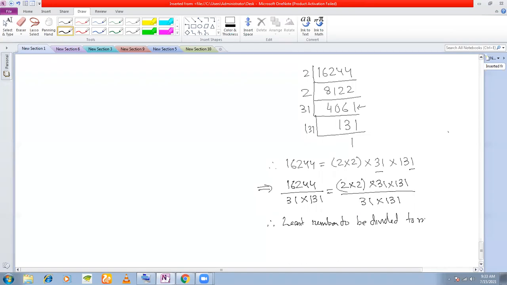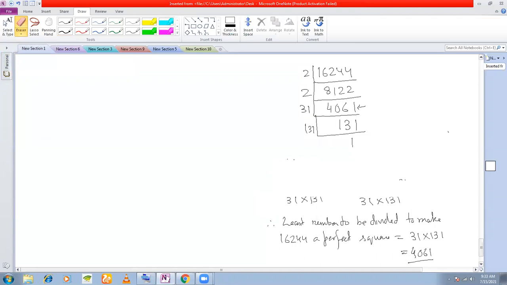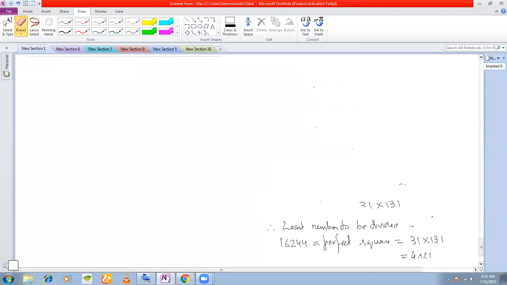to make 16,244 a perfect square is equal to 31 into 131. And how much is 31 into 131? 4061. So 4061 is your answer. Clear? Yes, sir. So that's it. We move on to the next problem from assignments.